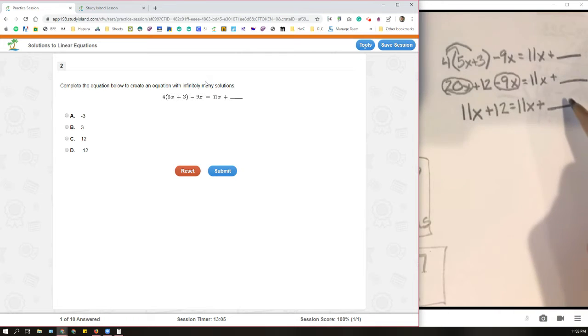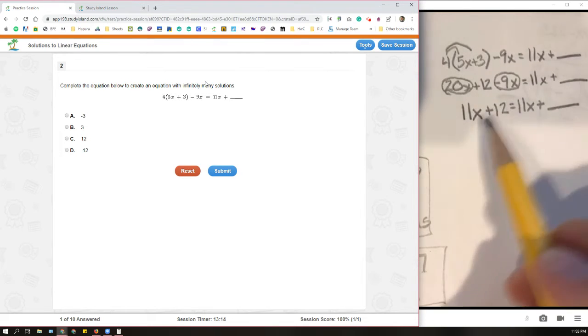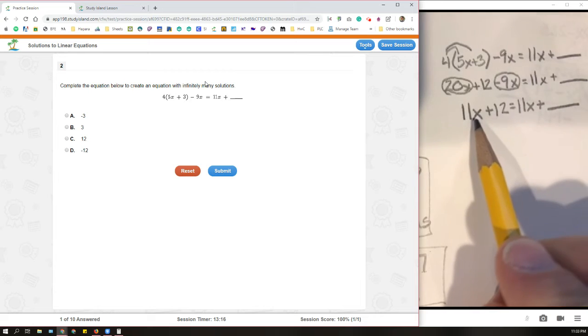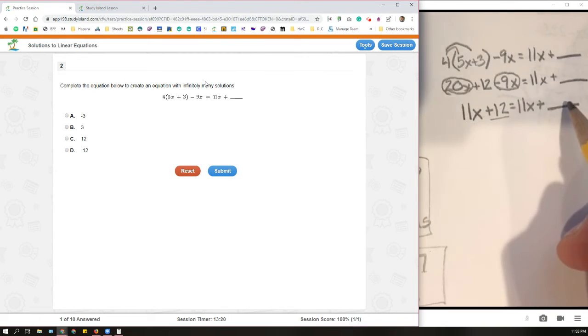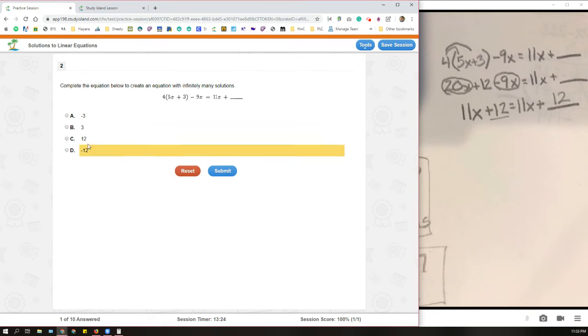Well, the whole question is asking us what goes here to make this have infinitely many solutions. And for it to have infinitely many solutions, the two sides need to be identical to each other. So we've already got the 11x and the 11x. The left side says plus 12. So the right side must also say plus 12. And that is this answer right here.